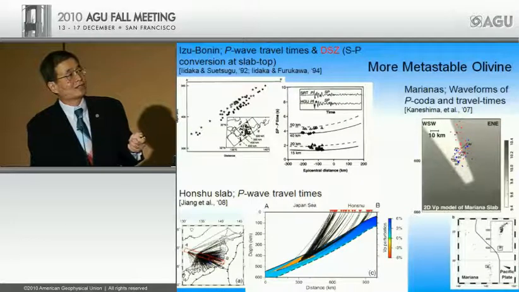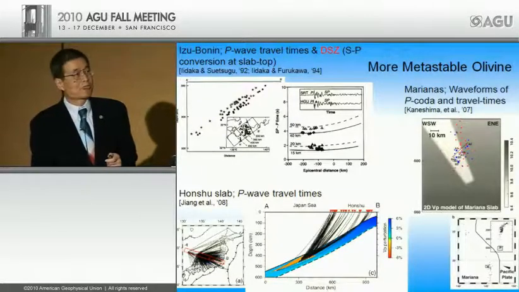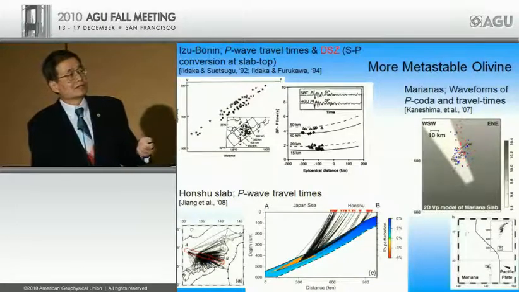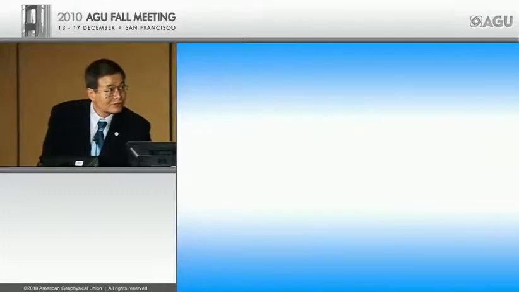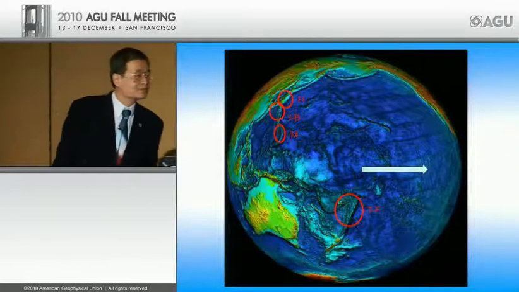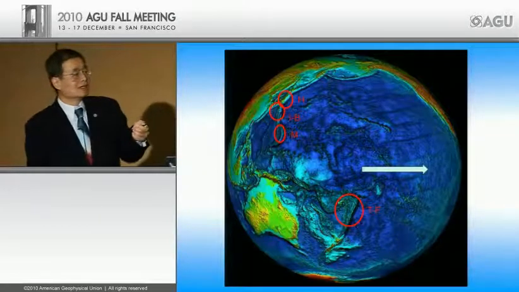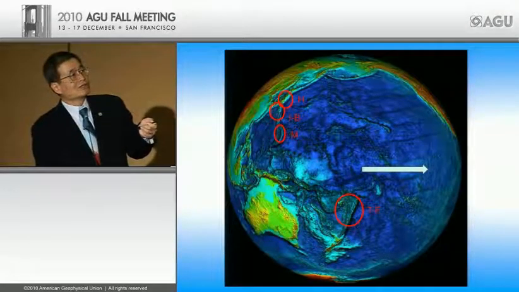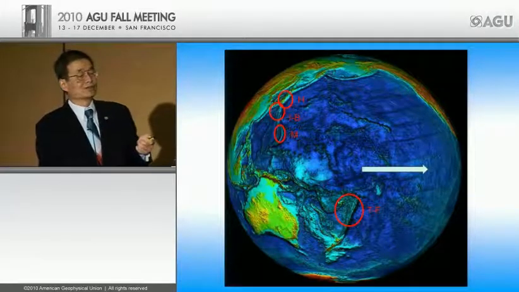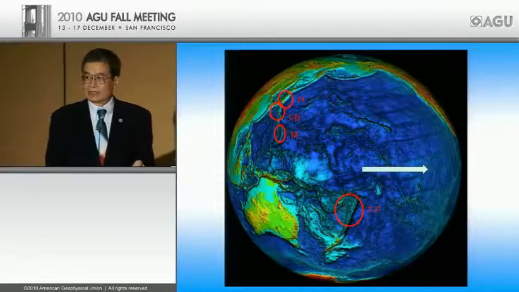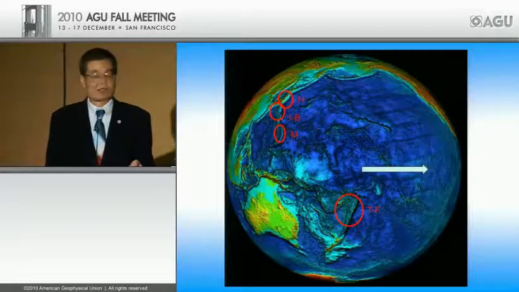And the time difference between the two phases is a measure of the distance between the interface and where the earthquakes are. And that's how they can locate these earthquakes very precisely. And more recently, people have reported metastable olivine in the Marianas and also in the Honshu slab. So if you put it together, we already covered Honshu, the Izu-Bonin in the Marianas, and the Tonga-Fiji region. These are all the regions where deep earthquakes occur, and the instrumentation is good enough to give us detailed results.